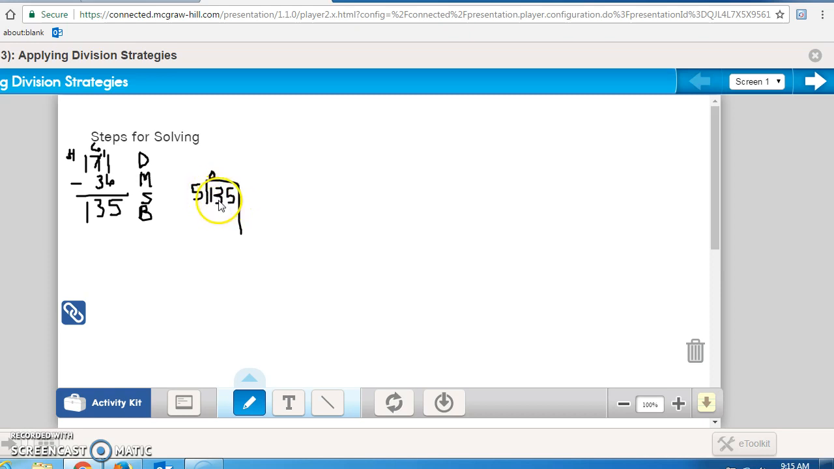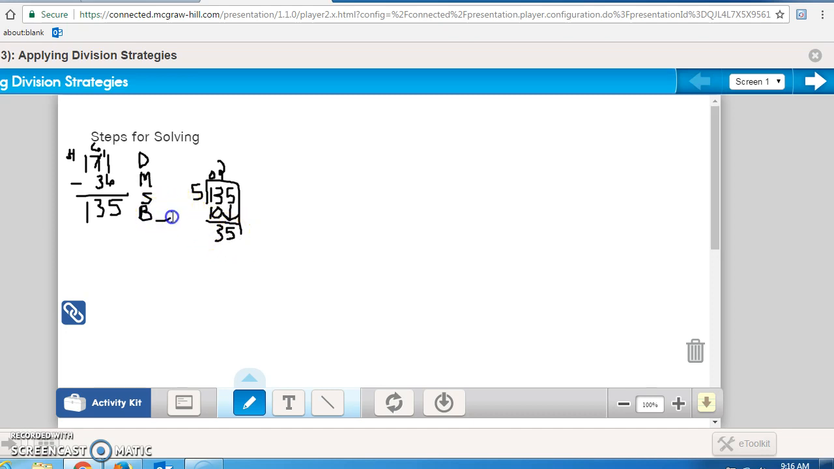Now I take the next number along with it, and I do it again. Divide. 13 divided by 5. Well, I know that goes twice. I've divided. What's my next step? Multiply. 2 times 5 is 10. Now what's my next step? Subtract. 13 minus 10 is 3. And my final step is to bring down any number that's left. So I bring the 5 down alongside the 3. And now my new number is 35.